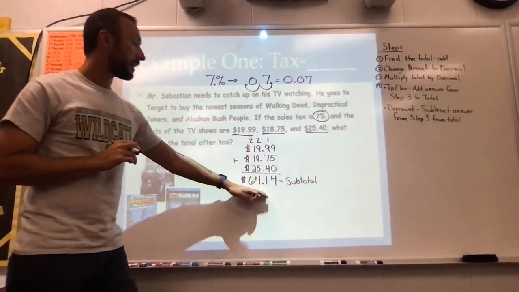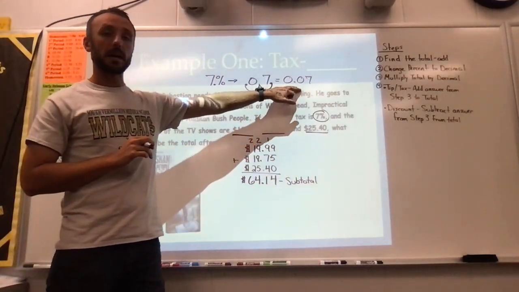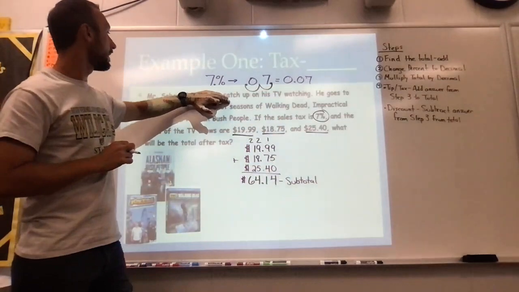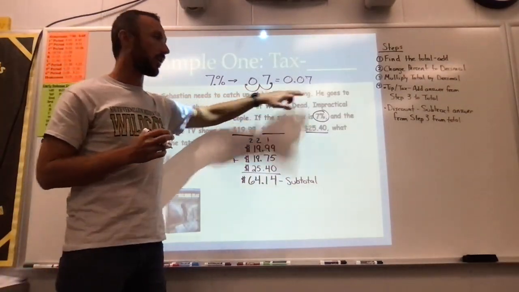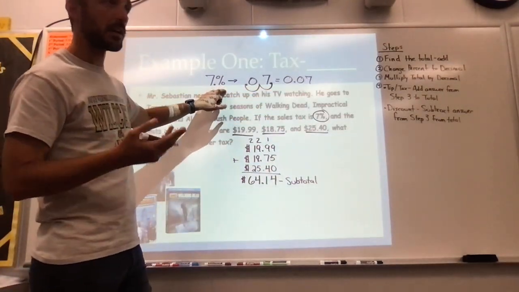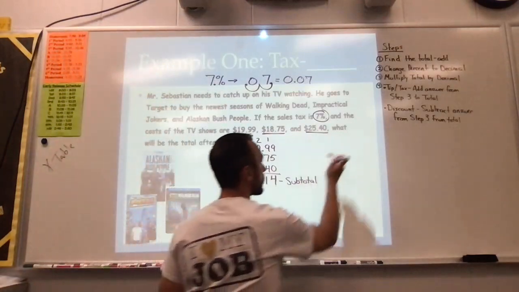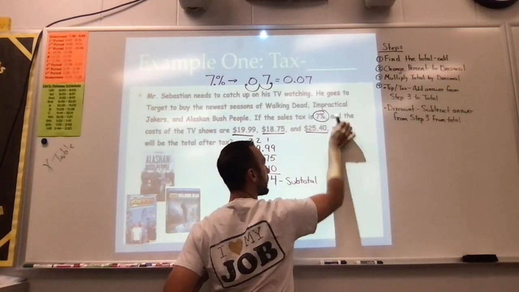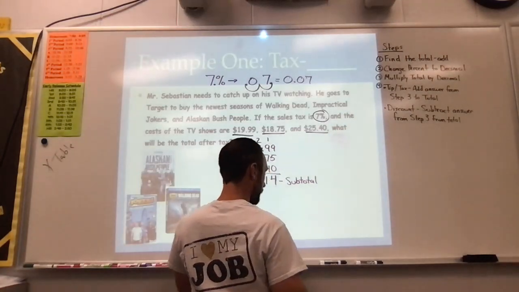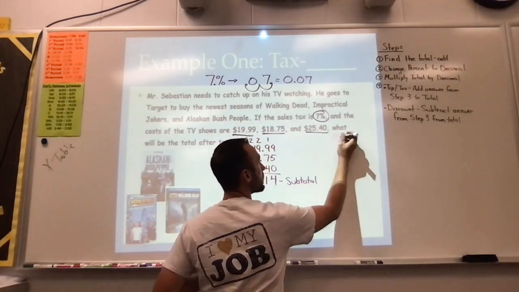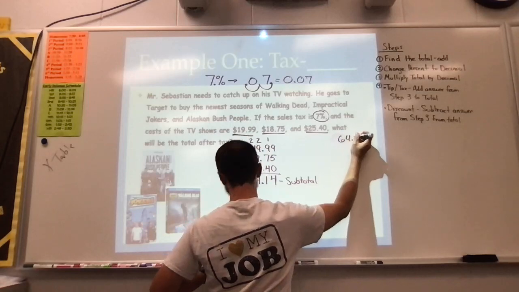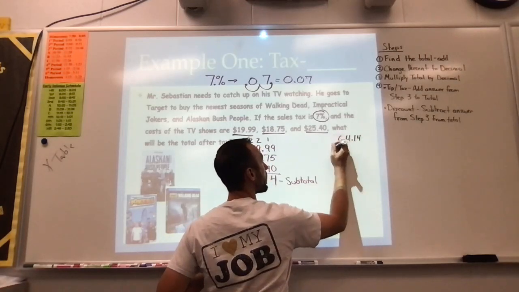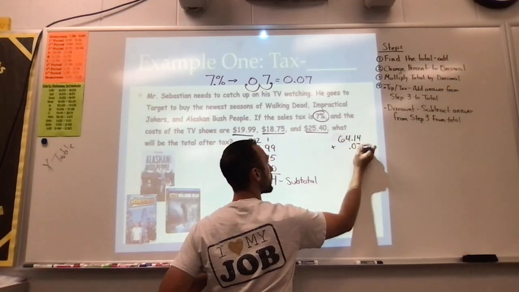So now I'm going to take my subtotal and multiply it by my tax. So 7% becomes 0.07, or 7 hundredths, because percent means out of 100. So I'm going to take my subtotal, which is 64.14. I'm going to change that to a different color so it doesn't run into my first problem. I'm going to take 64.14 and multiply that by 0.07.